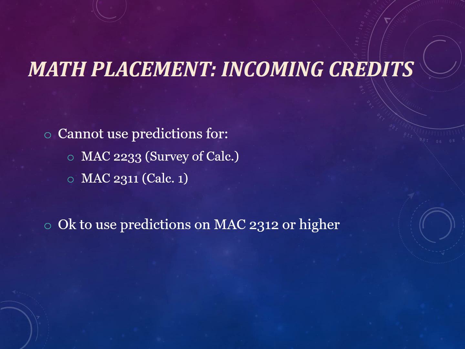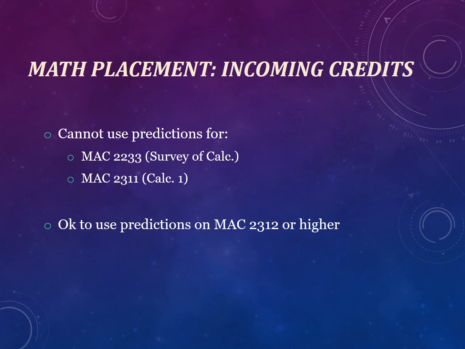Now things get a little tricky when we start talking about the higher level classes. We cannot use predictions for Calc 1 and Survey of Calc, but we can use predictions. It's okay to use predictions for Calc 2 or higher, so MAC 2312 or higher. This, I understand, seems maybe counterintuitive. It seems like, okay, well, we can use it for the lower level classes, but then when we get into the higher level ones, we can't, but then we can.